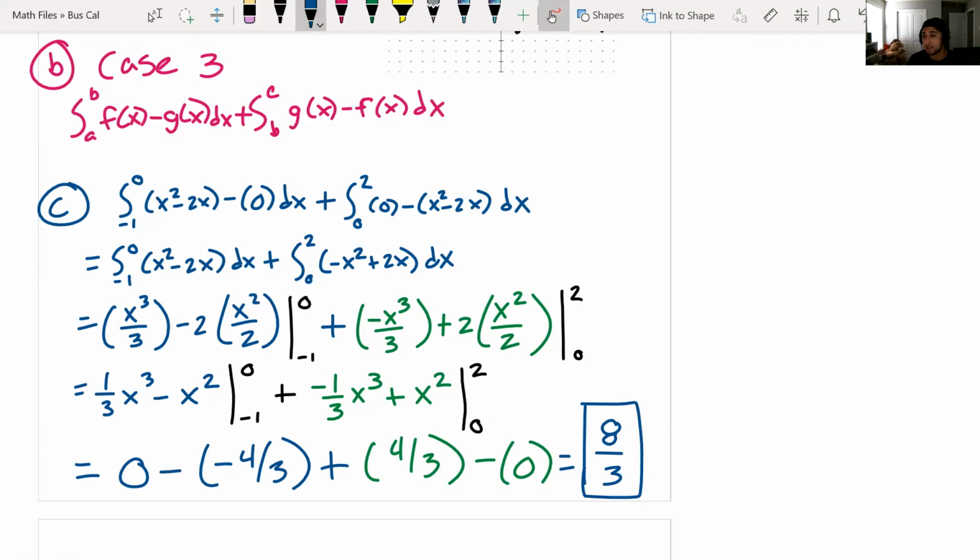There it is. That's 8/3 square units, or 2.6666666667 square units. So this could also be 2.67, whatever it wants. Okay, awesome. There it is. That's how you work case 3.